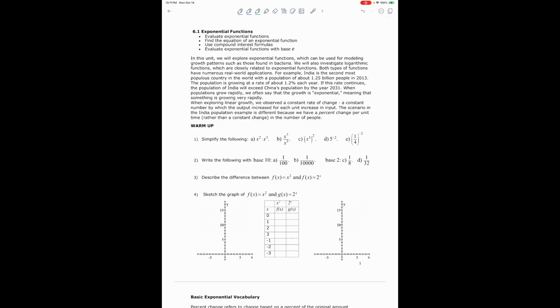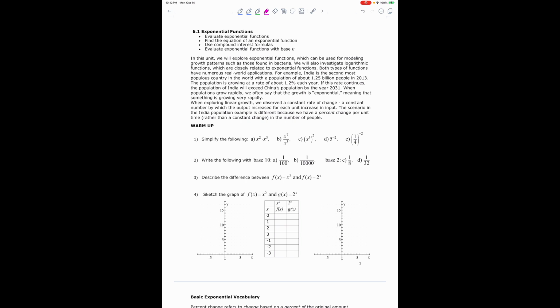Section 6.1, exponential functions. In this section, you're going to evaluate exponential functions, find equations of exponential functions, use the compound interest formula, and evaluate exponential functions with base e. In this unit, we will explore exponential functions, which can be used for modeling growth patterns such as those found in bacteria. We will also investigate logarithmic functions, which are related to exponential functions. Both types of functions have numerous real-world applications.